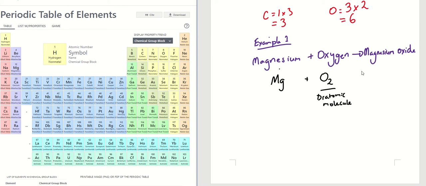All right, so when we combine it, it will become magnesium oxide. How do we determine this formula? This goes back to writing or balancing ionic formulae. Magnesium, if you have a look, is in group 2, so it has a charge of 2+.